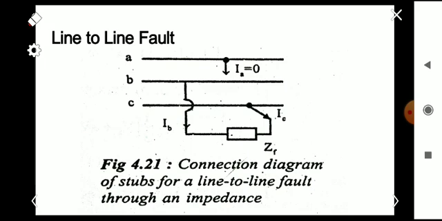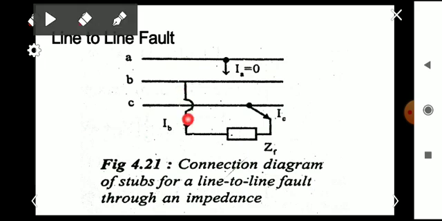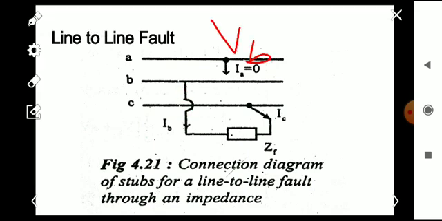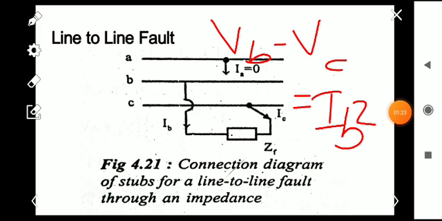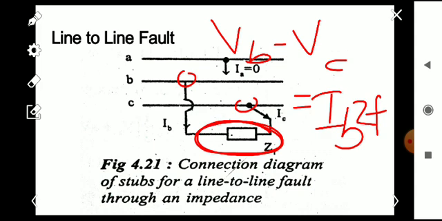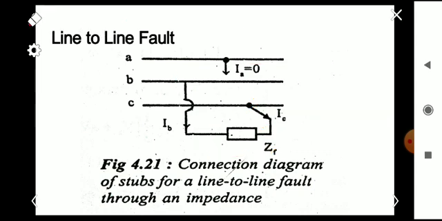some assumptions can be made. That is, the value of IA will be equal to 0, and IB and IC are in a relation such that IB is equal to minus IC. Also the phase voltage VB minus VC will be equal to IB into ZF, which is the voltage drop across the impedance ZF. So these are the assumptions that can be made.